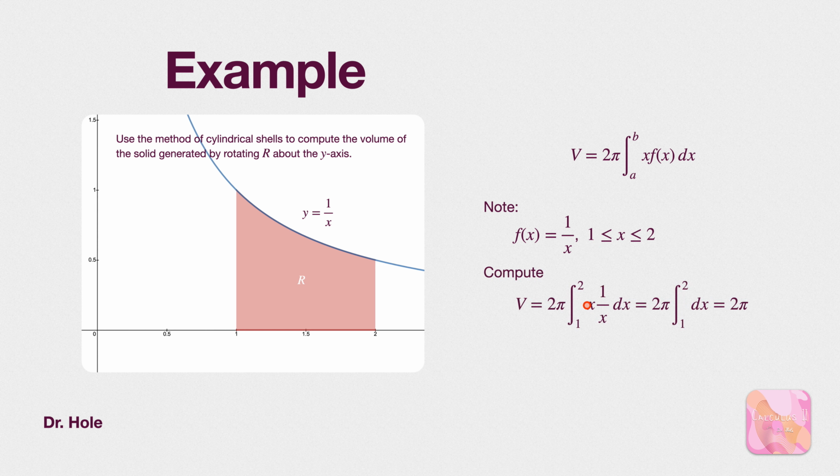Plug in. X times f of x becomes constant 1. Integrating 1 from 1 to 2 is 1. Times 2 pi produces 2 pi. You may recall last time Gabriel's horn over this interval had volume pi over 2. Very good.